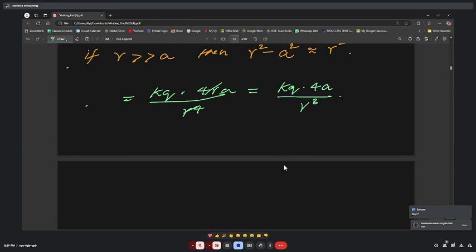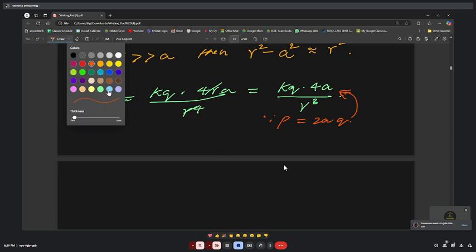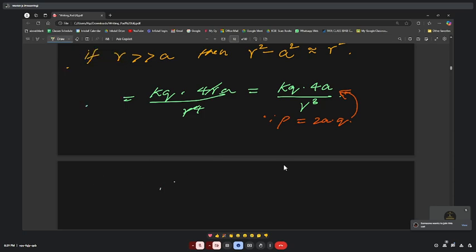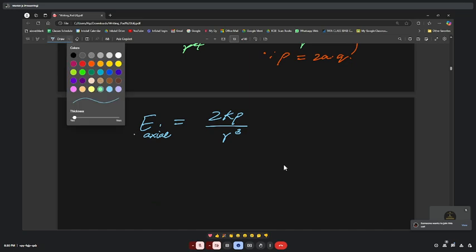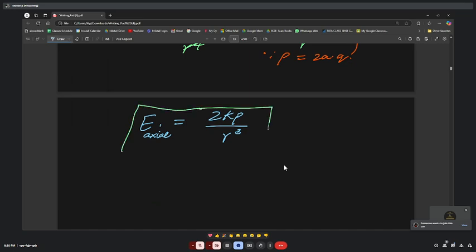Now I hope you guys know the formula for dipole moment, since you know that P is equal to 2A into Q. So you try to substitute that here. What happens? The expression further gets simplified as 4A can be written as 2 into 2A, right? So that 2A into Q is P. So I can write it as 2KP upon R cube. And that's the answer for electric field due to axial line of dipole. This is how the expression is related for electric field due to axial line of the dipole.